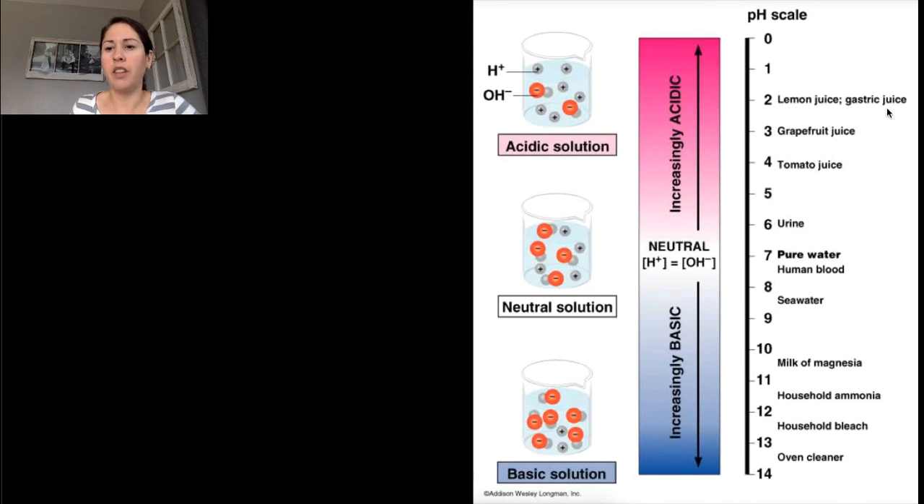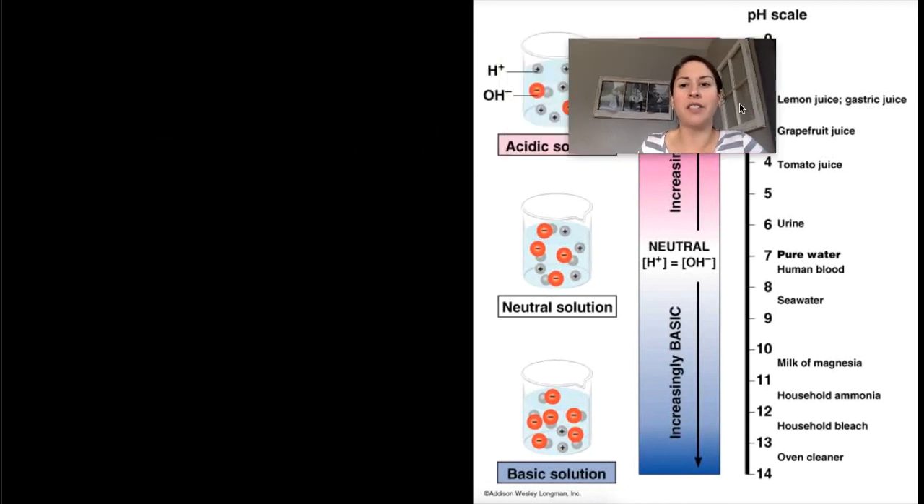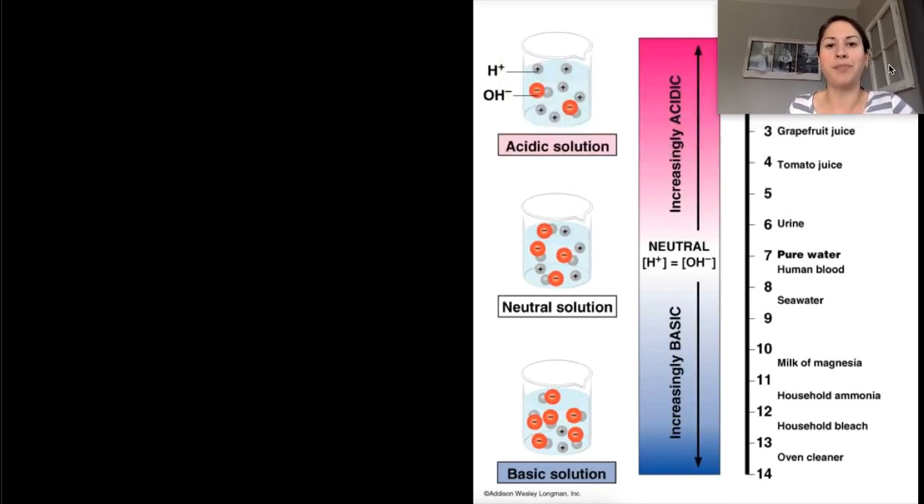So we see things like lemon juice or stomach acid, tomato juice, a variety of different things. It's interesting that human blood happens to be right around neutral, and we actually have a buffer. We'll talk about buffers in a couple more videos, but there's a buffer in our blood that keeps it there because we can't tolerate a change in pH in our blood very well. And then we see a lot of household cleaners and things that tend to be in the basic category. So just a few ideas, or substances, for you to keep in mind.